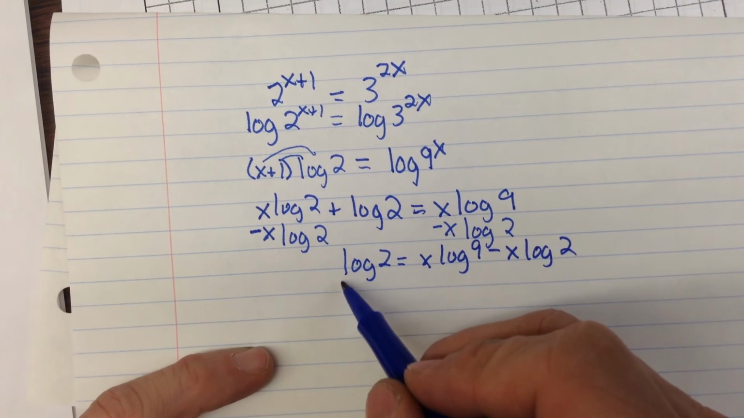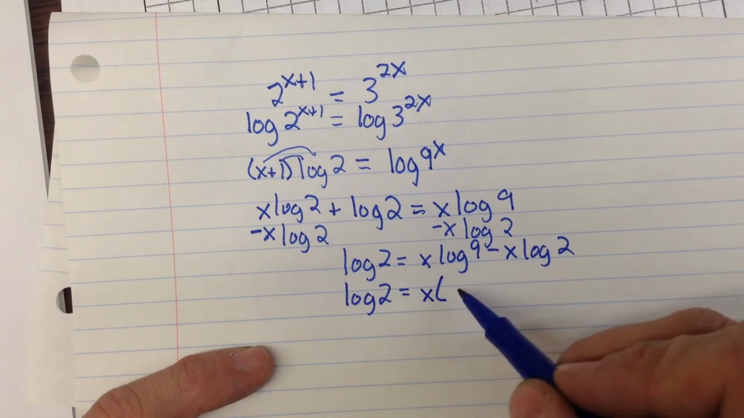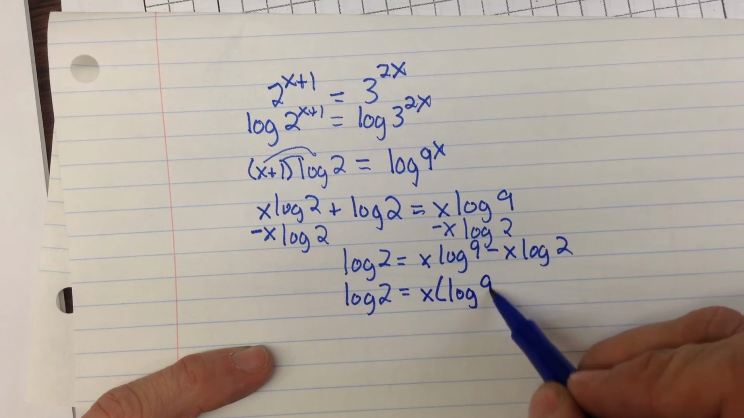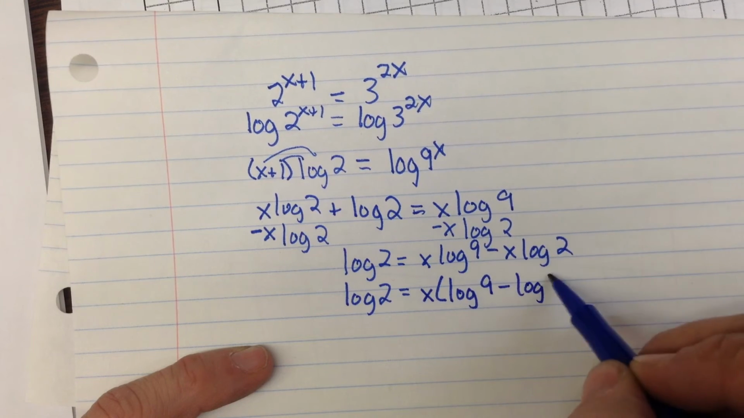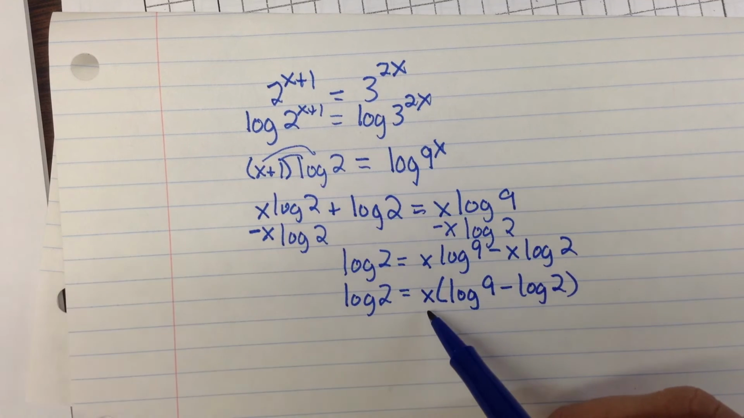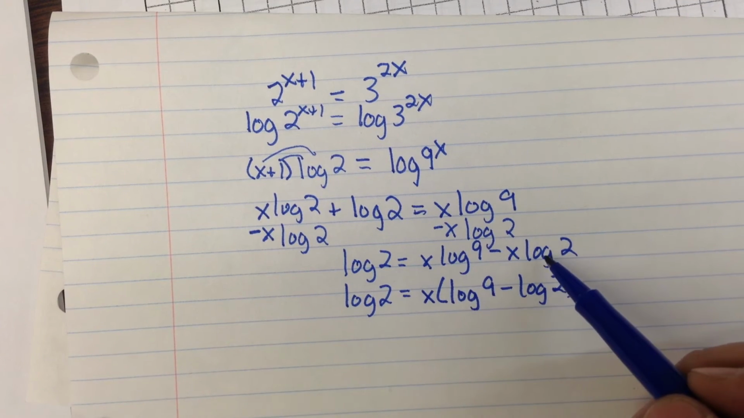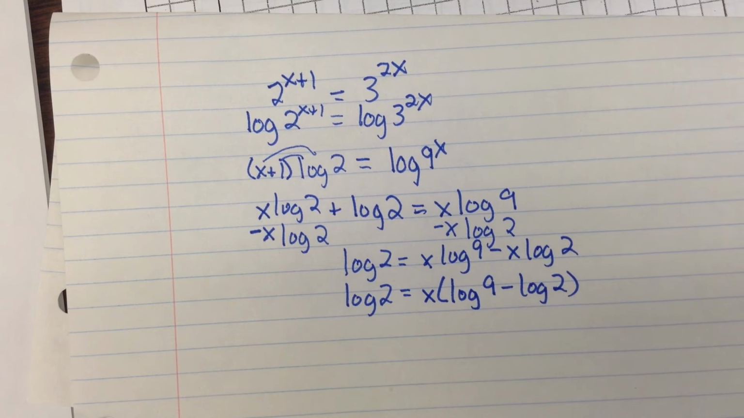Okay, and we have an x in both of those terms, so we can factor it out and write log of 9 minus log of 2. And all I'm doing is removing the x from both of these, and I'm basically factoring it out. So when I remove the x from here, I get log of 9. When I remove the x from here, I get a log of 2. We're dividing that x out. All right, cool.